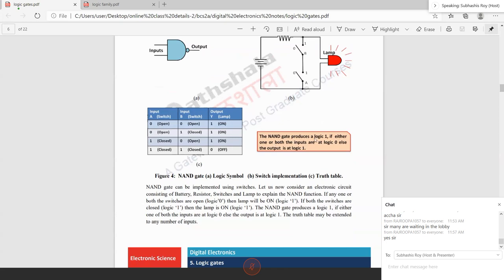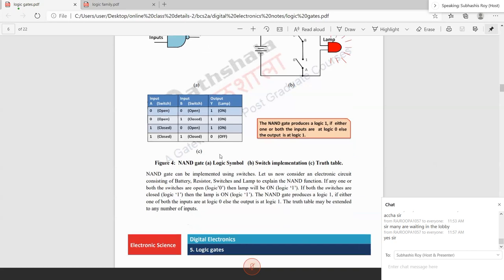So the NAND gate produces logic 1 if either one or both of the inputs are at logic 0, else the output will be at logic 0. So what they are saying is the NAND gate produces a 1 when either of the two inputs is 0, like 0 0, 0 1 and 1 0. If either of these inputs is 0, then it will produce output 1. And if both are 1, then it will produce output 0. Okay, so that is noted here.